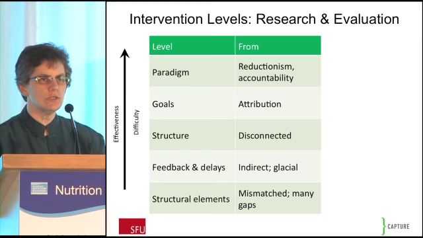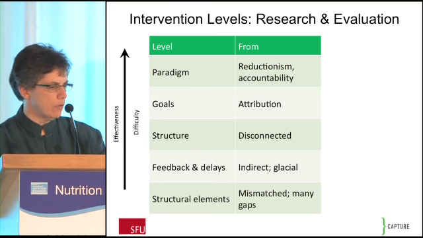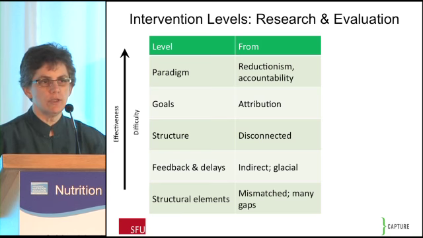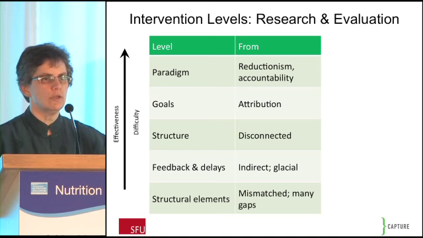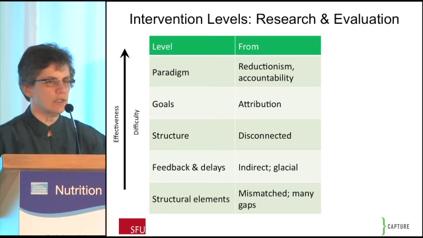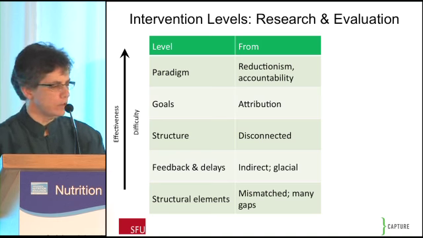Okay, so just quickly, right now where we're at is paradigms for research and evaluation that are about reductionism, I've said that already, and about accountability. If we get money from somebody, we need to account for that money. We try to attribute what caused what to happen. The structures we're working with are often disconnected. I often say feedback is indirect and glacial, particularly if you're working with government.